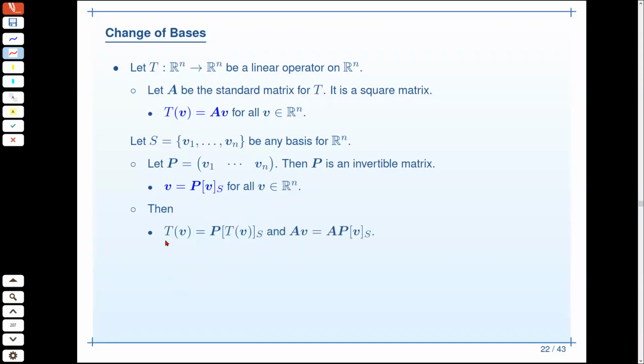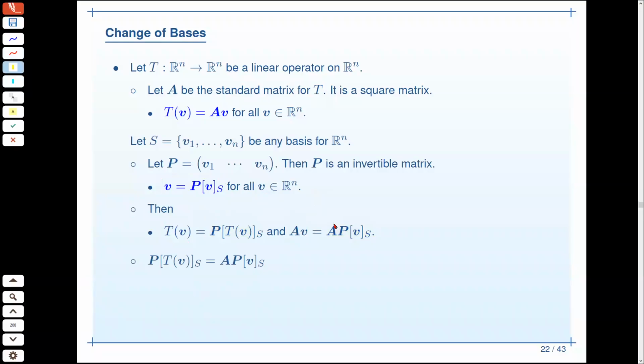But on the other hand, TV is AV. And V equals this, so I can pre-multiply the equation by A to get AV equals AP times the coordinate vector of V relative to S. This one is just to replace V by TV, and this step is the pre-multiplication by A. But these two terms, TV and AV, are the same thing. So consequently, P times the coordinate vector of TV relative to S is the same as AP times the coordinate vector of V relative to S.